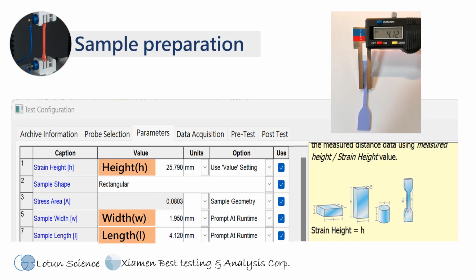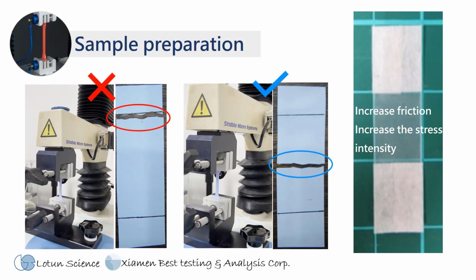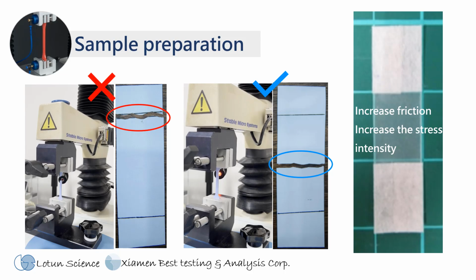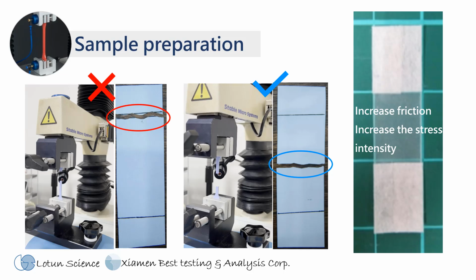width, and thickness. To avoid breaking at the clamping section and ensure data integrity, protective measures can be added at the gripping areas to increase friction. Materials like breathable tape, sandpaper, or silicone pads can be used. Ideally, the specimen should break in the middle to ensure accuracy and reliability.